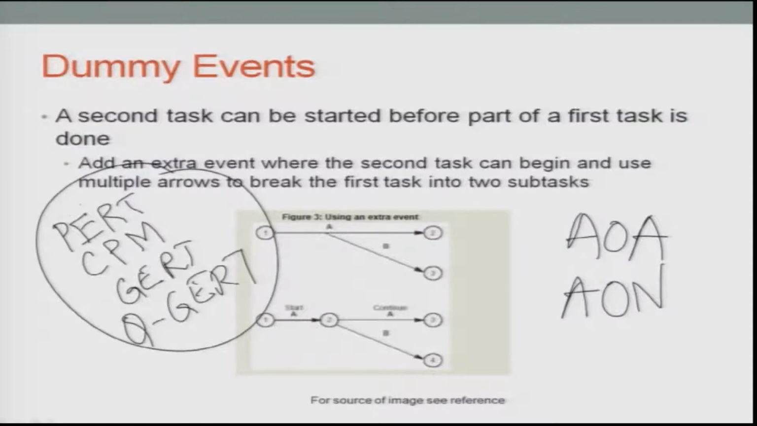These are just for information, and I am not going to discuss them in detail, because this is not directly part and parcel of TQM. If somebody is doing project management, obviously PERT, CPM, JERT, Q-JERT would be important.